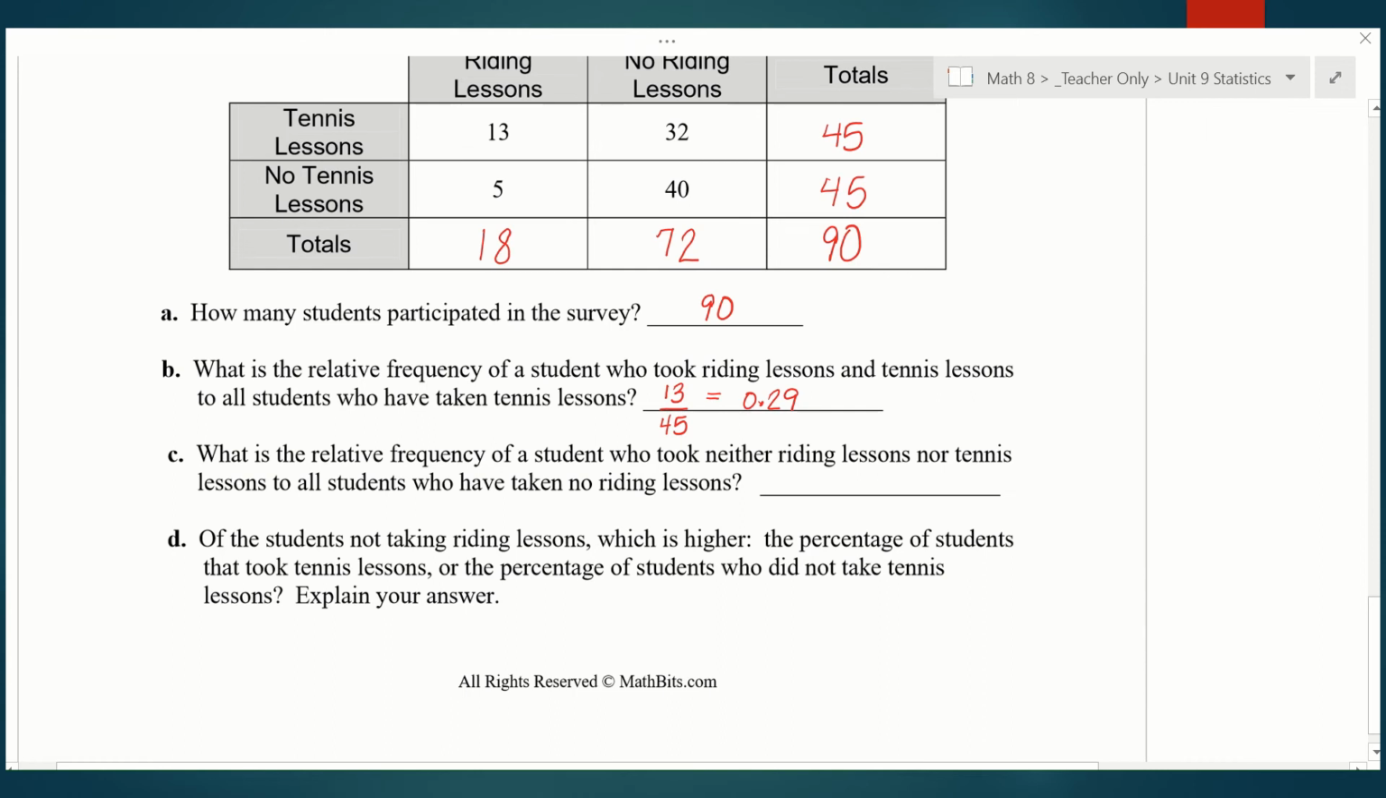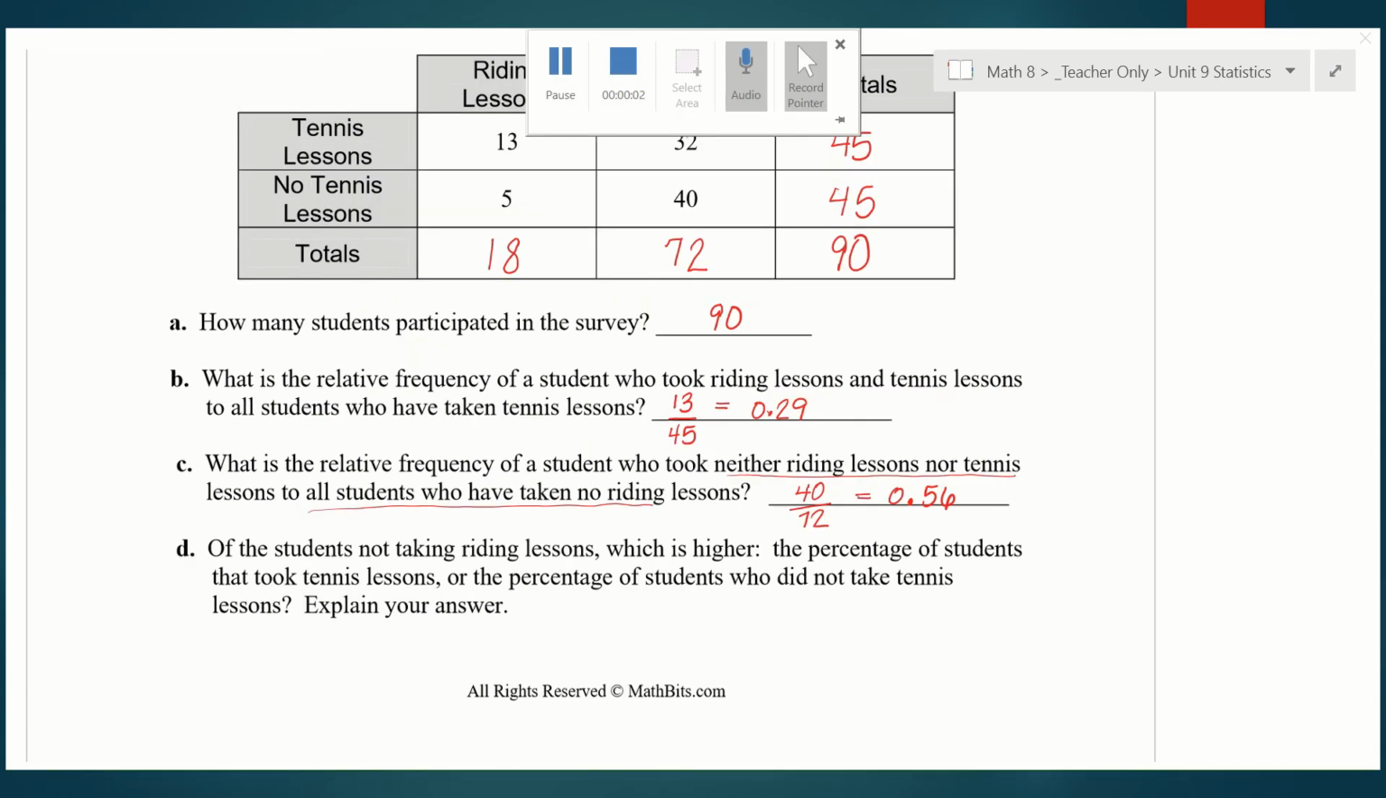Part C, what is the relative frequency of a student who took neither riding lessons nor tennis lessons to all the students who have taken no riding lessons? We're comparing how many took neither riding nor tennis, which would be 40. And we're comparing that to all the students who have taken no riding lessons, which is 72. And that comes out to be 0.56.